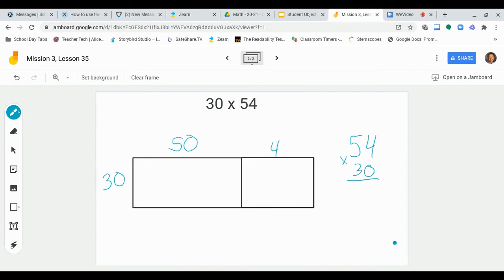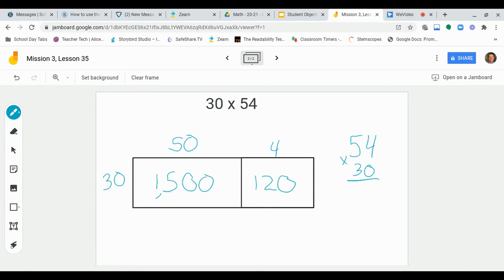30 times 50. Well, zeros trick. 3 times 5 is 15. And then I need to put the 2 zeros back on that I had taken off. So 1,500. And I need to do 30 times 4. 3 times 4 is 12, and then I need to put on the 0 I had originally taken off. So 30 times 4 is 120.